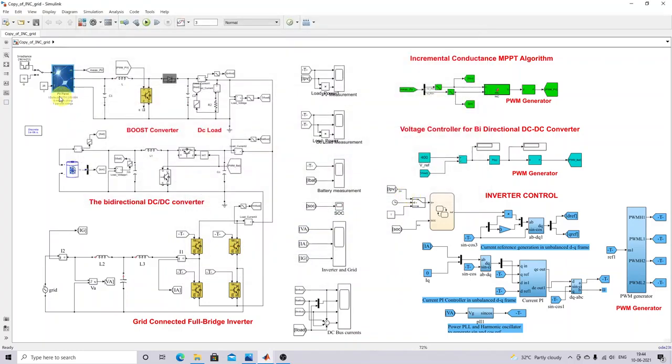So the solar panel receives two inputs. One is temperature, another one is radiation. So we have created two scenarios.